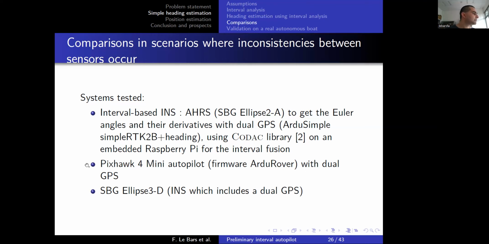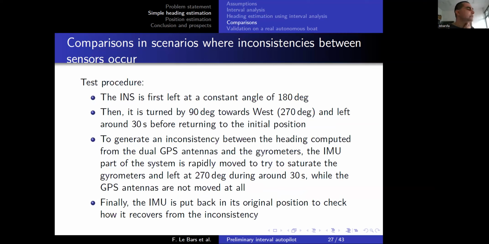And the other systems, to validate the first one, were Pixhawk for autopilot, also with a dual GPS, and another type of SBG INS with its own dual GPS and its own algorithms. The experiment we made was with each of the three systems.